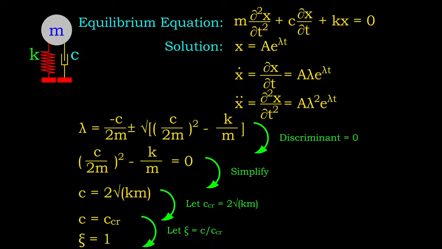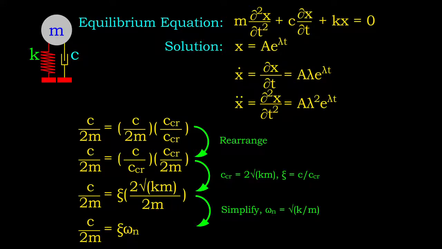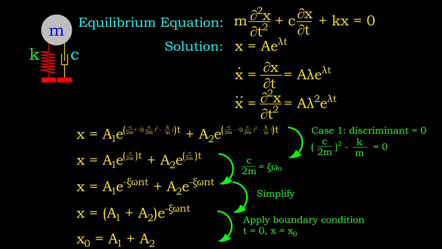and equal. We can also transform the terms C over 2m through a series of operations. In the end, it is equal to the product of damping ratio and natural frequency of the system. Let's substitute back our findings to the equation of x, noting that the discriminant equals to 0. After simplification, we can apply initial condition to solve for the summation of unknown constants a1 and a2.